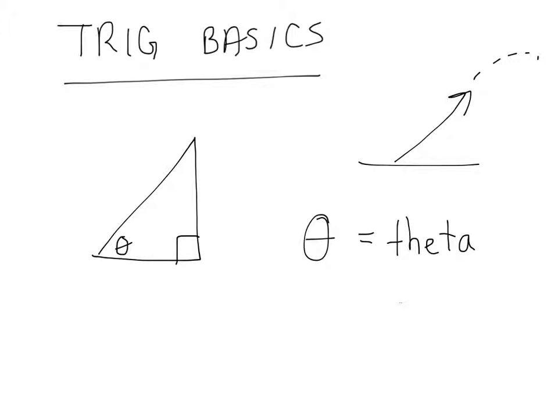So, what I'm going to do first is start labeling things. What is this side of a triangle always called? Hypotenuse. Always the side opposite the right angle in a right triangle is called the hypotenuse.